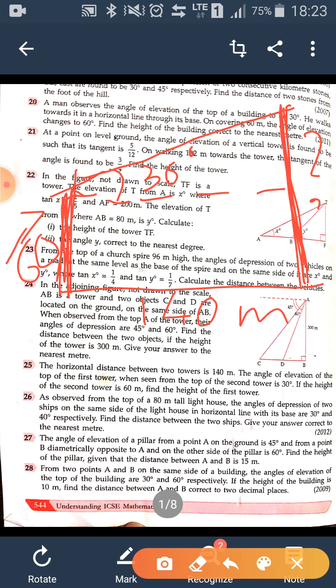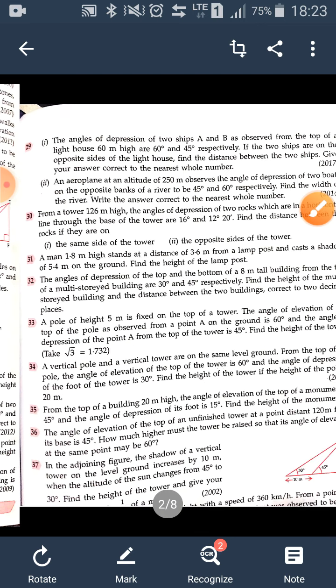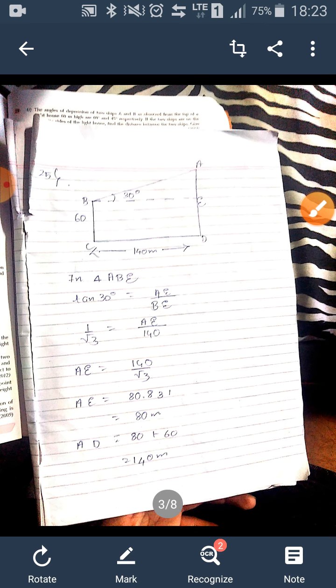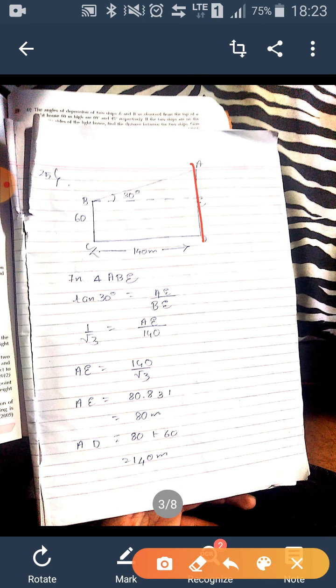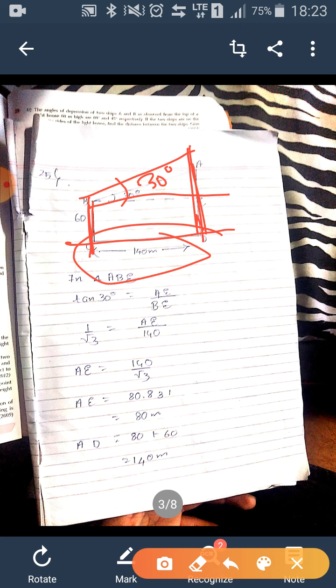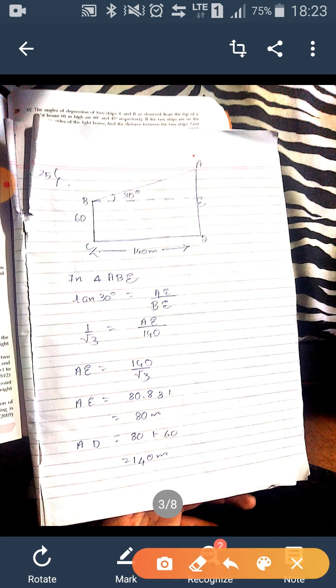So this is how your diagram is going to look like, and this is what I have drawn. This is your first tower, this is your second tower. They make an angle of 30 degree when you look at the top of the first tower from the top of the second tower, and the distance between the two towers is 140 meter, as you can see over here. So what have they asked you to find out? They have asked you to find out the height of this whole tower.